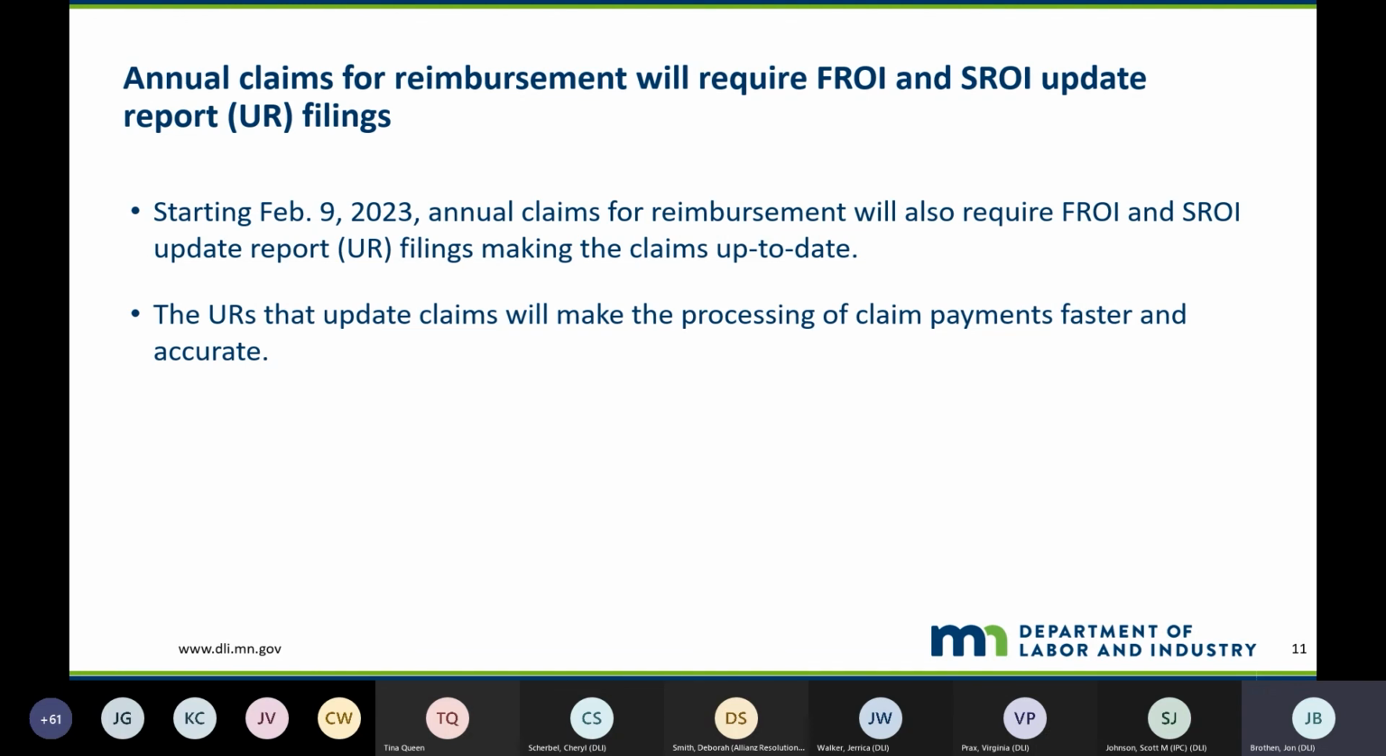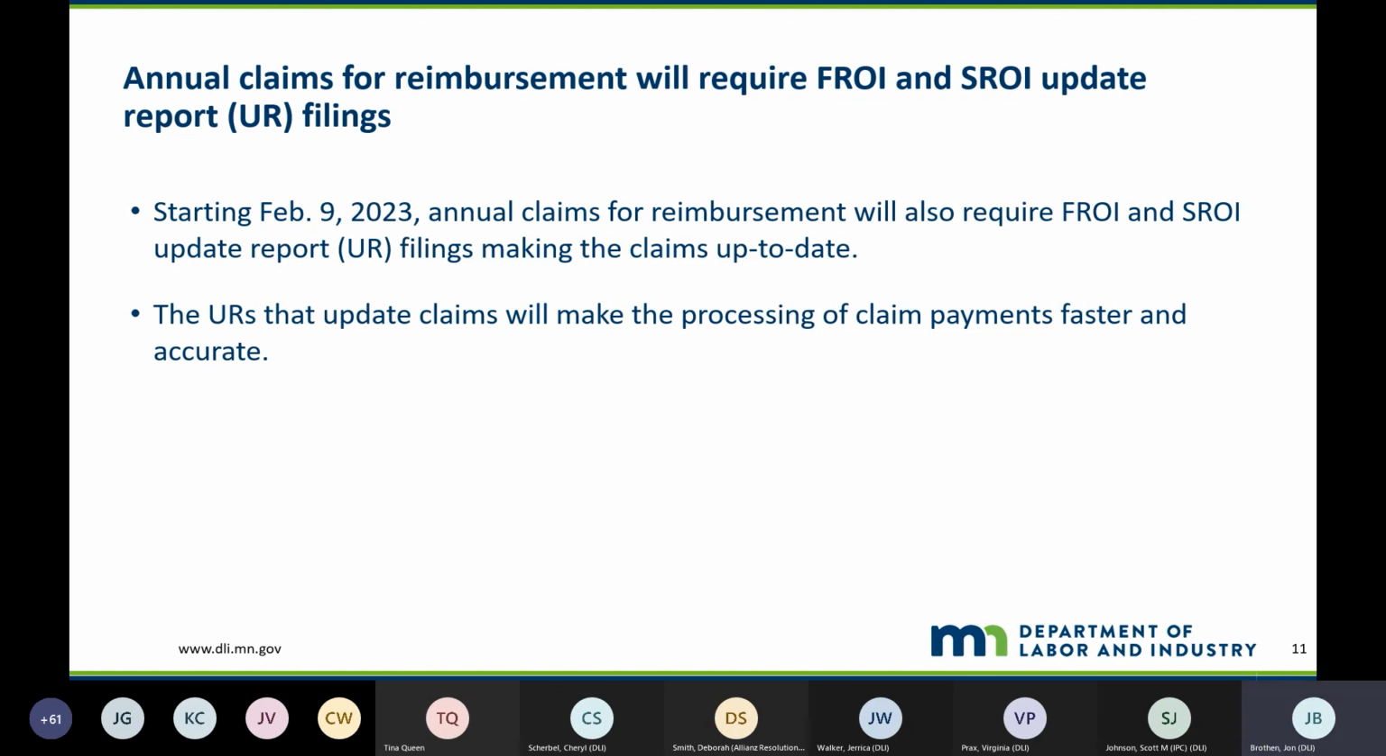Now, as a side note, with our release on February 9, Minnesota is going to be looking to make something a little more streamlined, and that's for anyone who files annual claims for reimbursement. These are for the old claims, the SB claims, that date back decades in the past. Minnesota is now going to be looking to require FROI and SROI update reports, or URs, that bring our legacy claims up to date in Campus. What we found is that when those URs are up to date and the claims look ready to go, we can process the claim payments much faster and everything works better in Campus. So that will essentially be a requirement as we get to February 9.